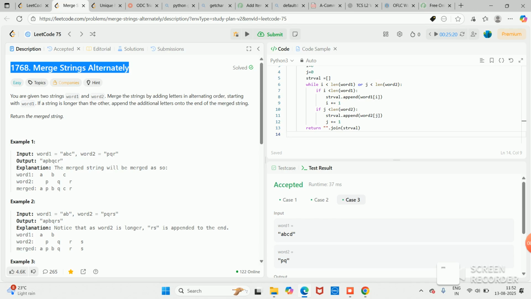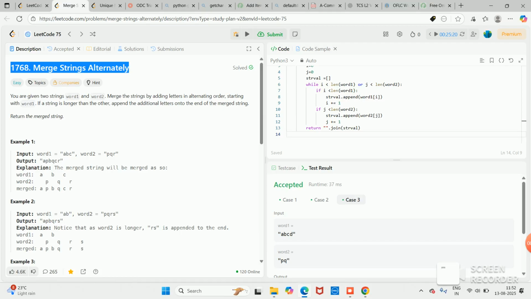Friends, today we are going to see the LeetCode problem 1768, Merge Strings Alternately. So we were given two strings, word1 and word2. We need to merge the strings by adding letters in alternating order, starting with word1.